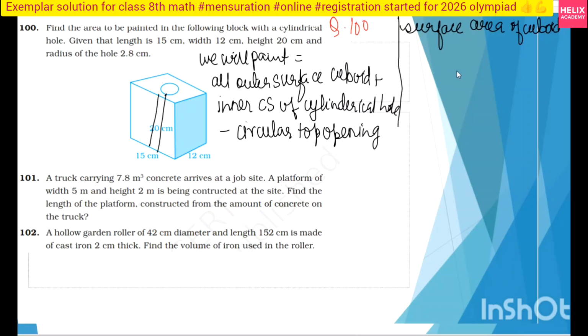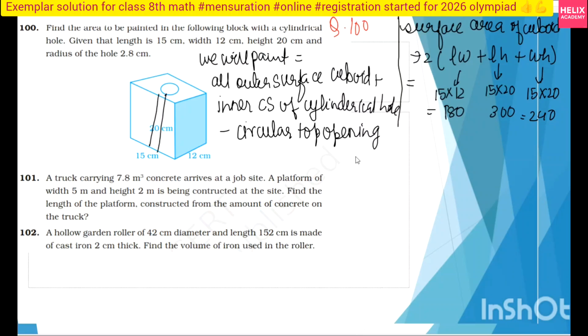So all the 6 faces. I will say twice of LW plus LH plus WH. So how much will it be? This part comes 15 into 12. 15 into 12 is equal to your 180. This part will come 15 into 20, that is your 300. And this part will come 15 into 16, 240. Okay, so all these total 720, so my area will be 2 into 720, or I can say 1440 centimeter square.